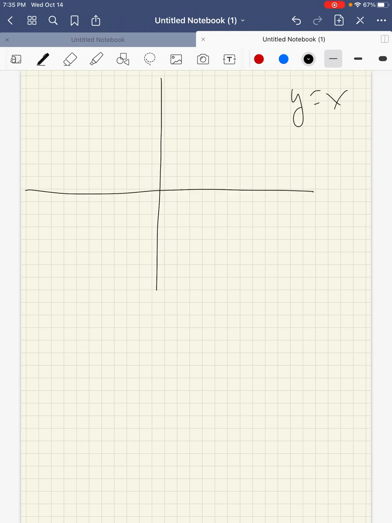All right, so the easiest way to graph y equals 1 over x is to start with the graph of y equals x, which remember is a line that just goes like this. Okay, so that's the original, y equals x. Now we'll graph y equals 1 over x.